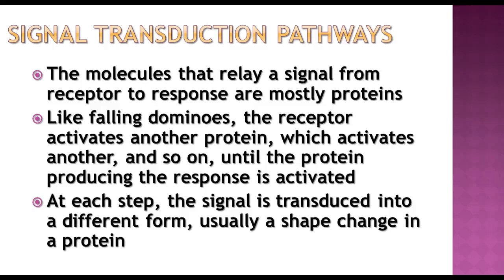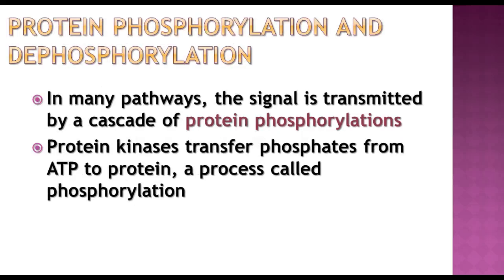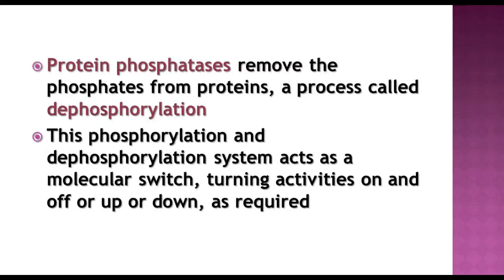It's just kind of like the dominoes falling until finally the response protein is activated. Oftentimes there's a shape change in the protein or some kind of movement that occurs as a result of its interaction with the previous one. A lot of times this involves phosphorylation and dephosphorylation. So when you have protein kinases, they are going to transfer phosphates from ATP to a protein, and that's going to cause a conformation change, and then it can be negated by a process called dephosphorylation. There are enzymes called protein phosphatases that remove the phosphates from the protein, and that's going to turn activities off or on, up or down, as needed in the cell.